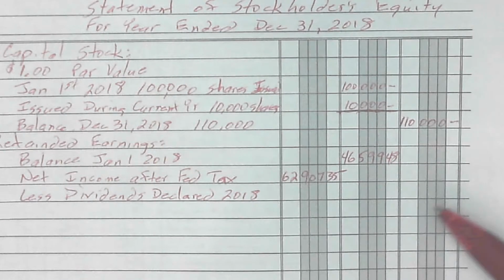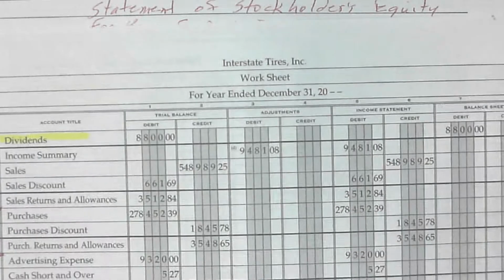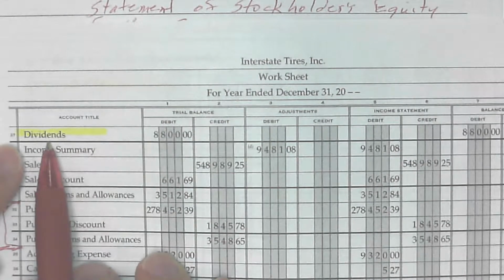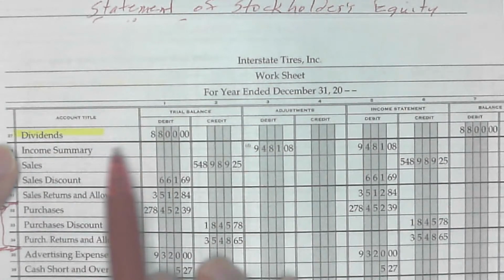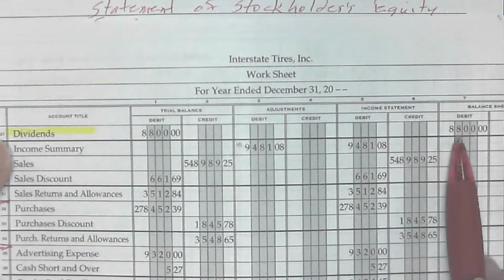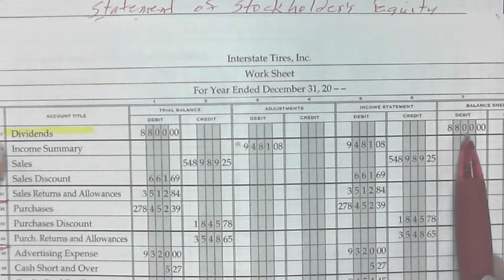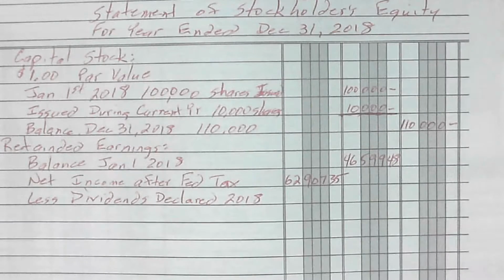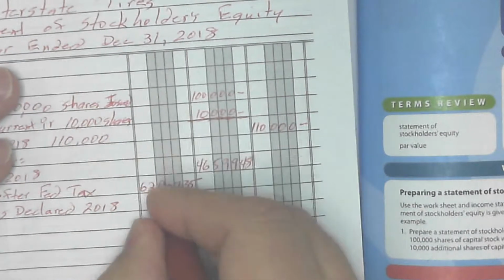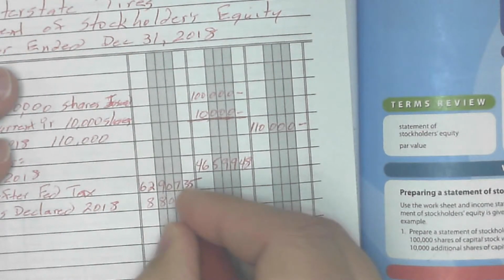And that amount, that's also going to come from our worksheet. So front page, back page, where it was the very top one on the second page of the worksheet. Got our dividends. So here's our balance for dividends for the end of the year. So $8,800 were the dividends that were declared during the year. So we're going to put that in that first column. 8,800.